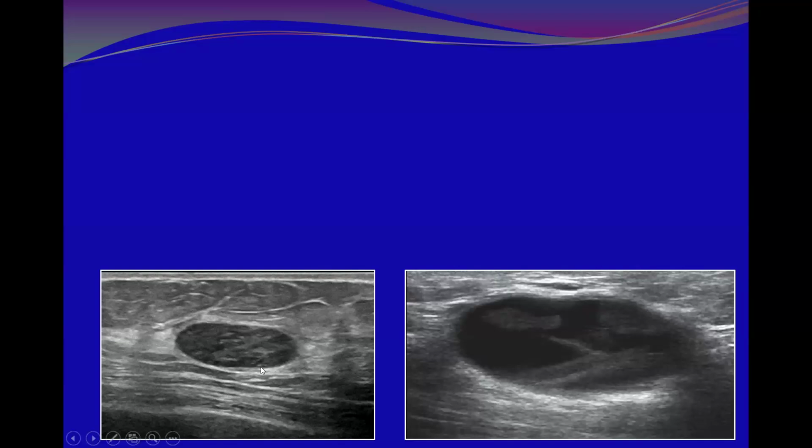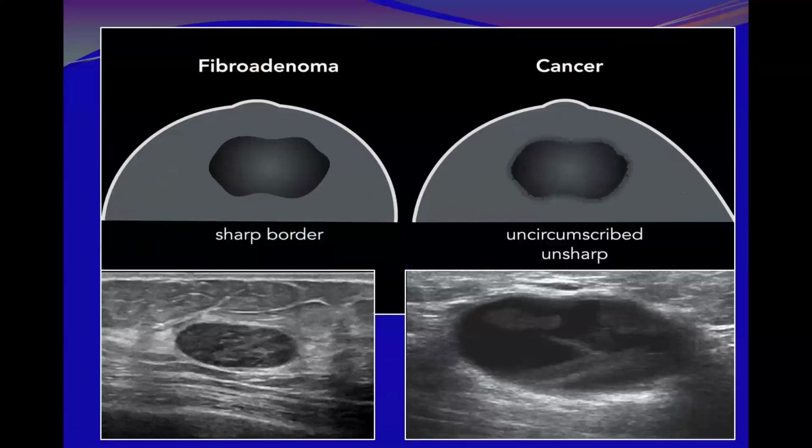When we look at these two lesions, what is the difference between the two? Obviously, both are oval, parallel, and seem to be circumscribed. But here, it has a pseudocapsule, and the margins are sharp. This one seems to be circumscribed, but is the margin sharp here? It seems to be fuzzy. It's not very sharp.